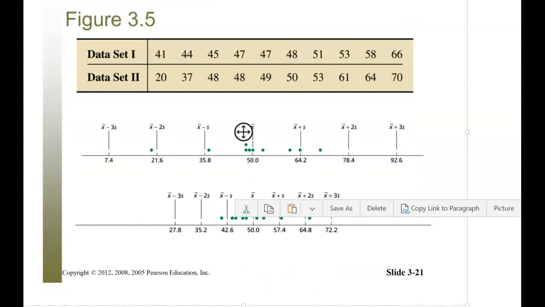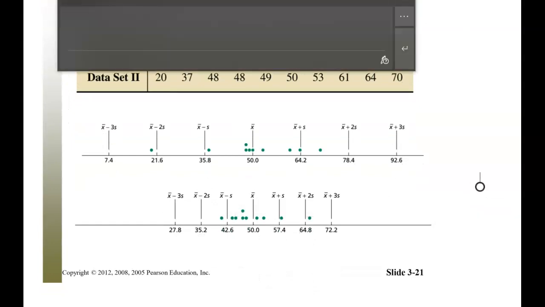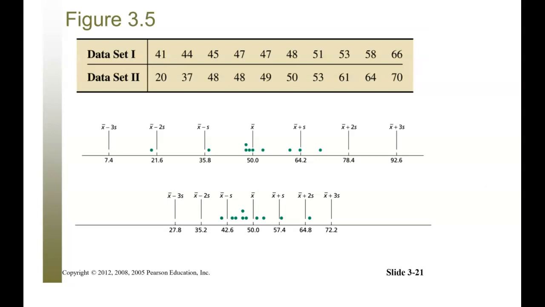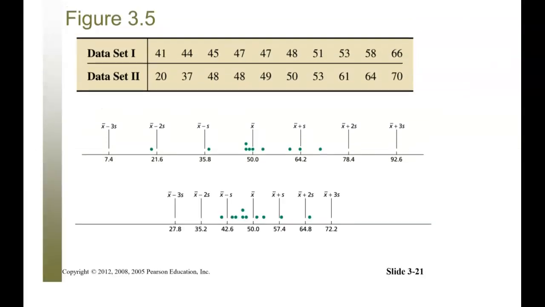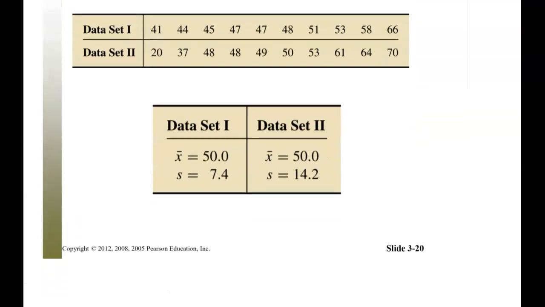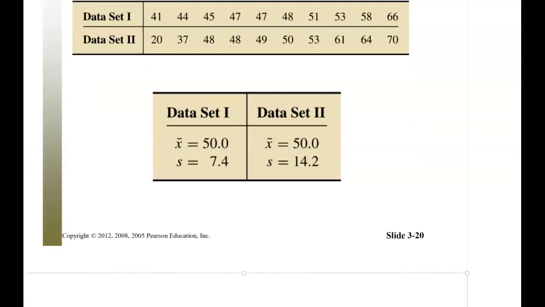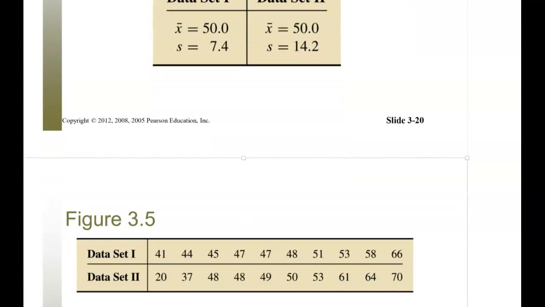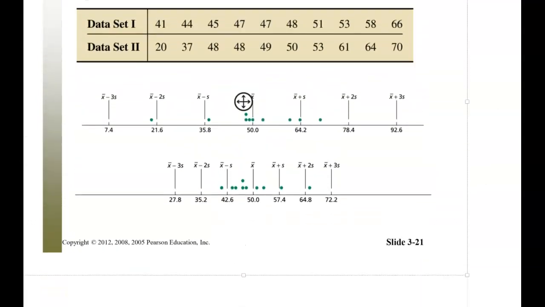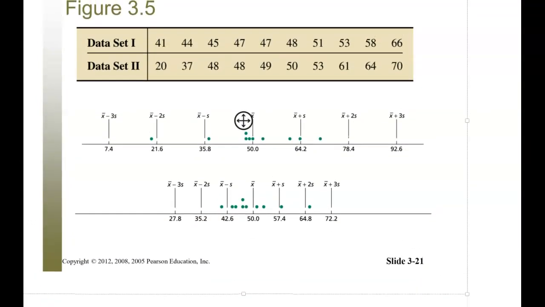Here's another way to depict a visual of standard deviation using a dot plot. If we take data set 1 and plug it onto our graph, data set 1 had a standard deviation of 7.4. So this is an interesting dot plot that shows standard deviation.